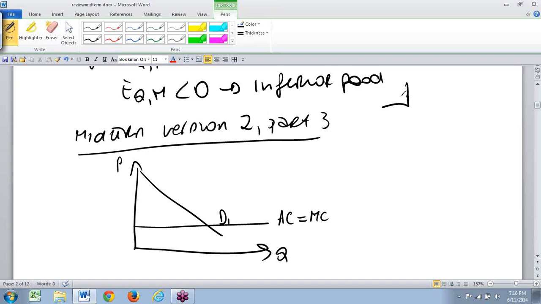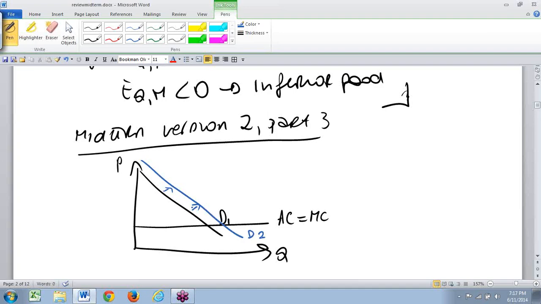Now, some new families move into the geographic area, resulting in an outward shift in the market demand for the monopoly's product. So the demand shifts to the right. The new demand curve D2 is parallel to the initial demand curve as shown on the graph. So our new demand curve D2 is something like this. Okay? So we have increased the demand.